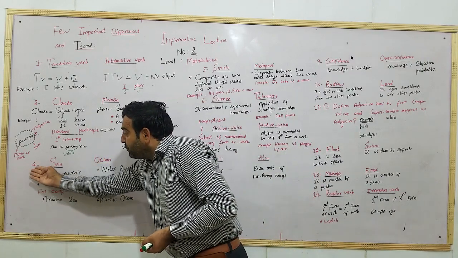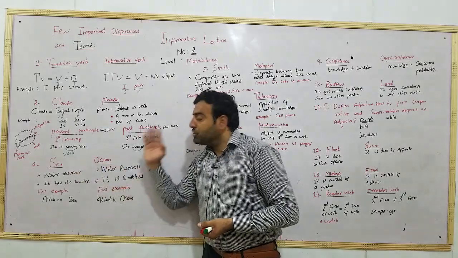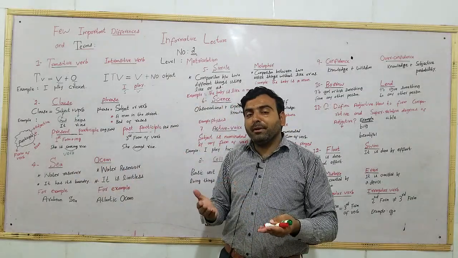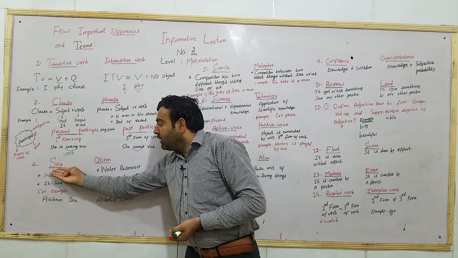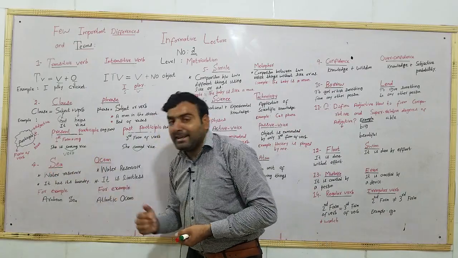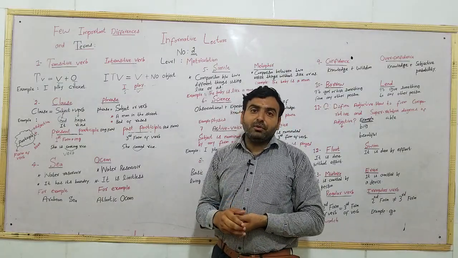Now come towards the fourth basic difference, sea and ocean. This is very much interesting because the meaning of both in Urdu is the same. But what is the difference between these two?